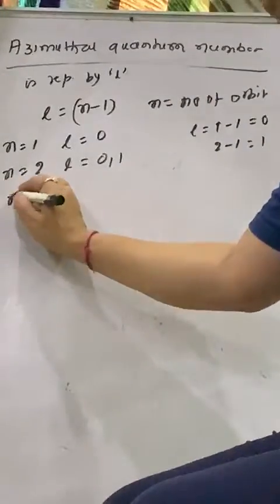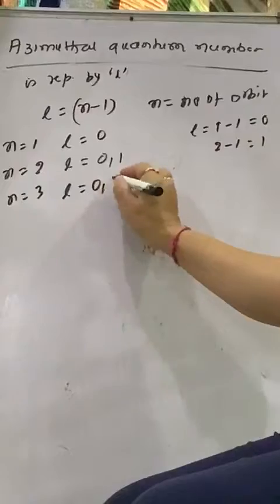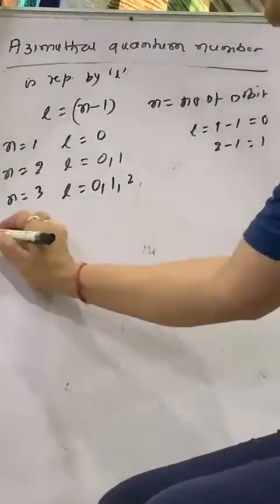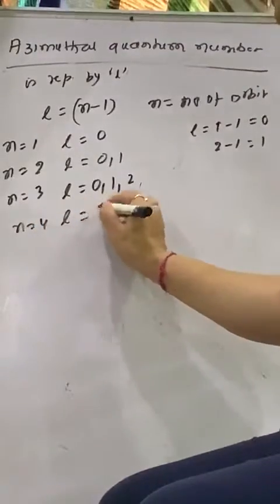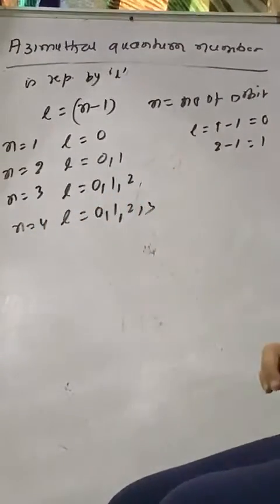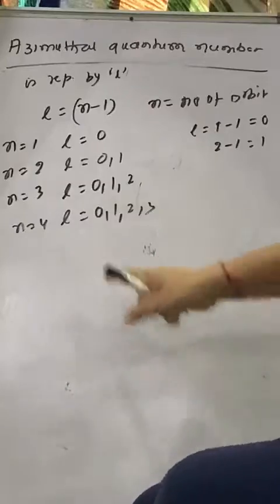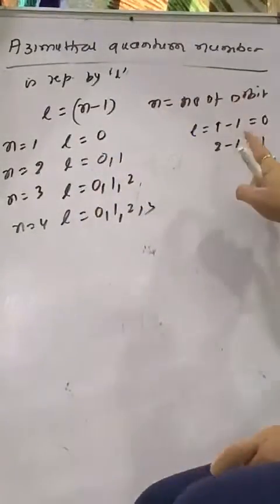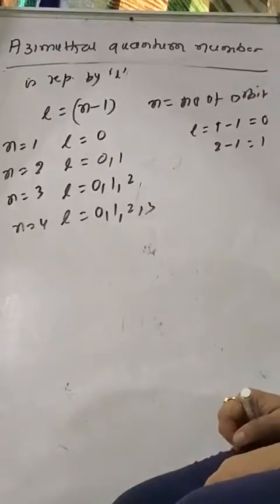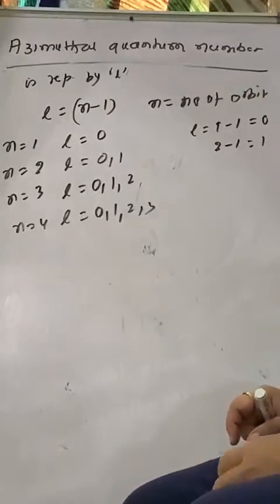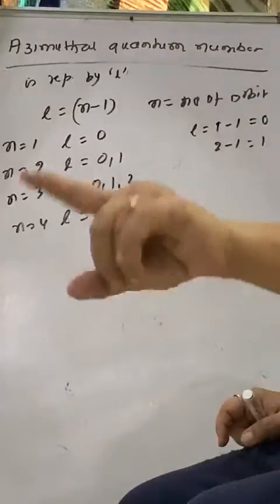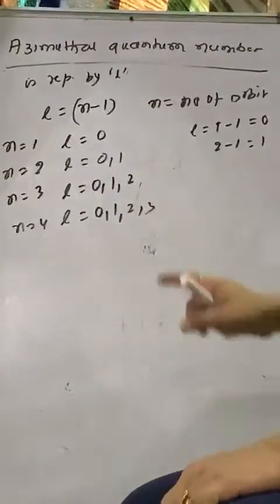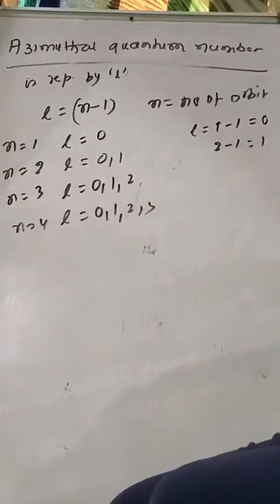If n is equal to 3, then L will be equal to 0, 1 and 2. If n is equal to 4, then L will be equal to 0, 1, 2, 3. Are you getting me? If n is equal to 3, the electron will first go to the first orbit, L is 1 minus 1, that is 0. Then the second orbit, 2 minus 1, that is 1. Then the third orbit, 3 minus 1, that is 2.